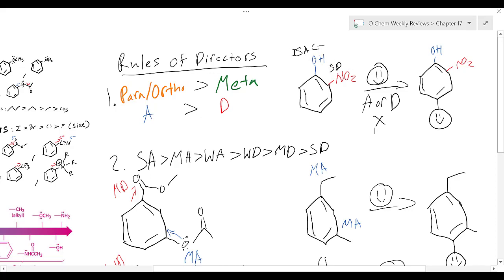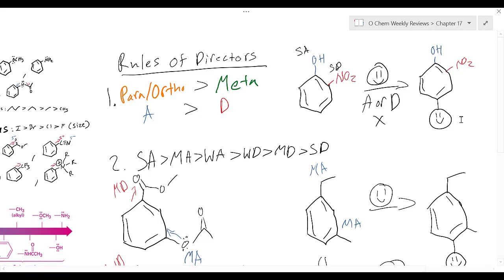So OH is a strong activator, and HNO3 is a strong deactivator. Now when I have an activator and I have a deactivator, my activator takes priority, which means I am going to add my 3rd substituent, para-ortho, to my activator. So OH para is right across from it, so my smiley face goes over here. Alright, so that's the first rule.